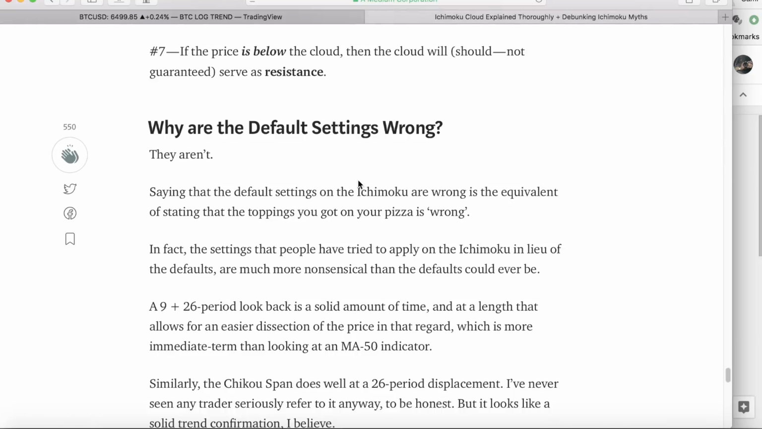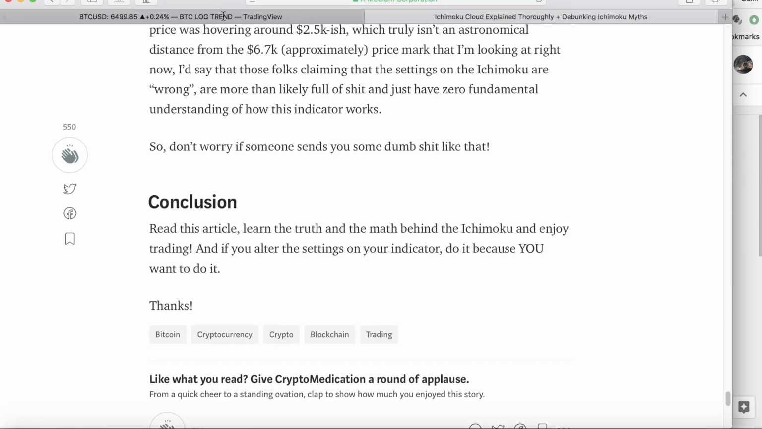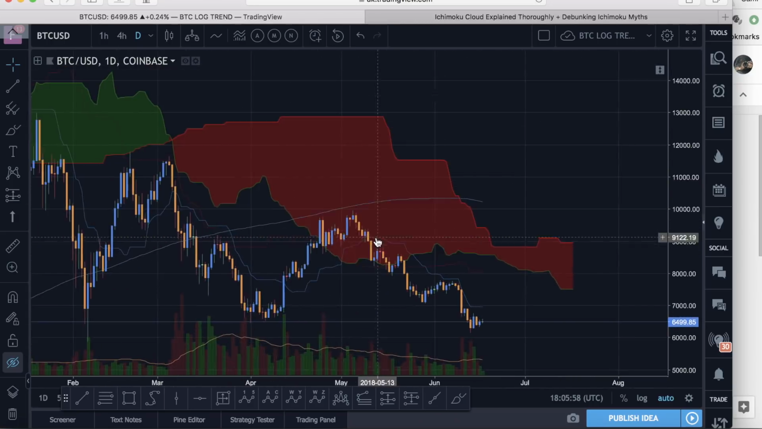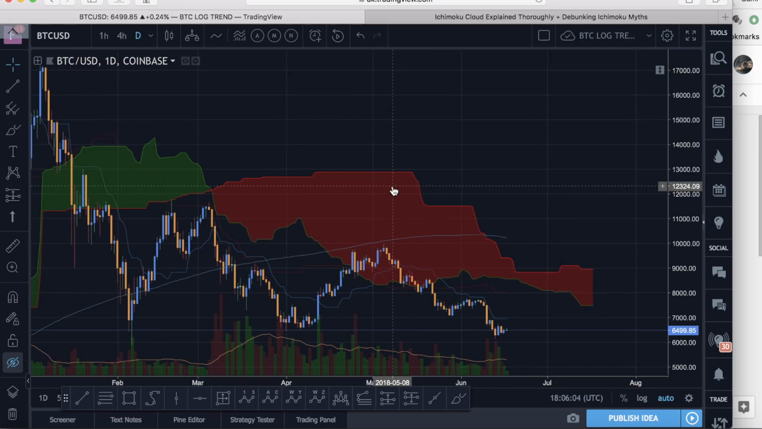But there are some main points we need to take away from this once we understand that these are clouds, and green clouds act as support, red act as resistance. So, let's go most recently with this red cloud. It's a massive cloud, and guys, the wider an Ichimoku cloud is, the more pressure there is for what it's telling you. So this is a massive red cloud.